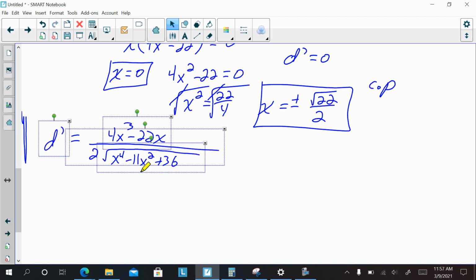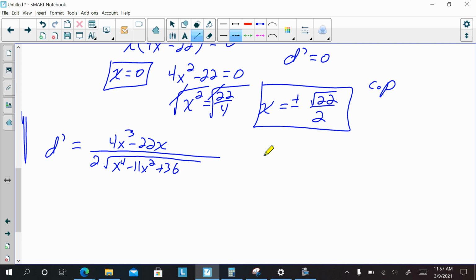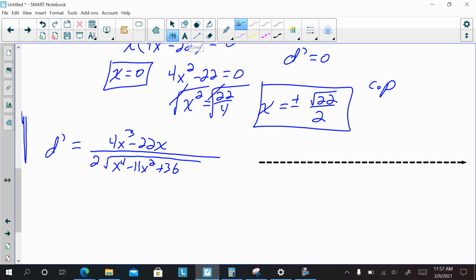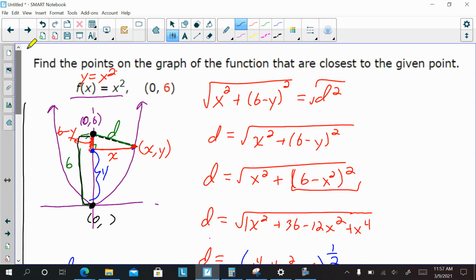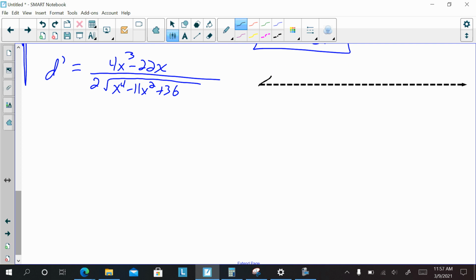So here is our first derivative. So if we look at our number line, thinking back to our parabola, our parabola goes from negative infinity to positive infinity. So on our number line, we could go from negative infinity to positive infinity.